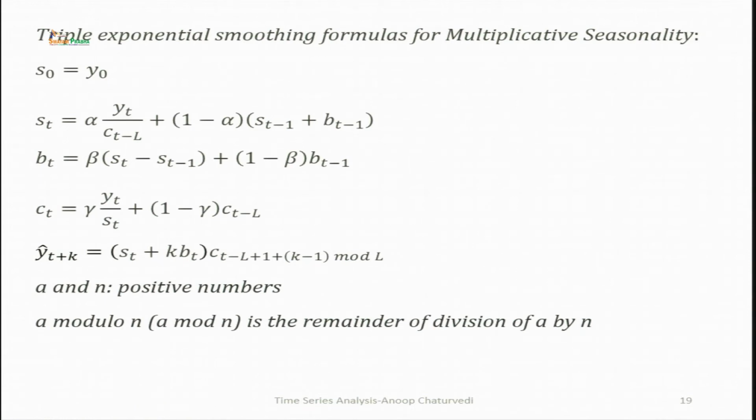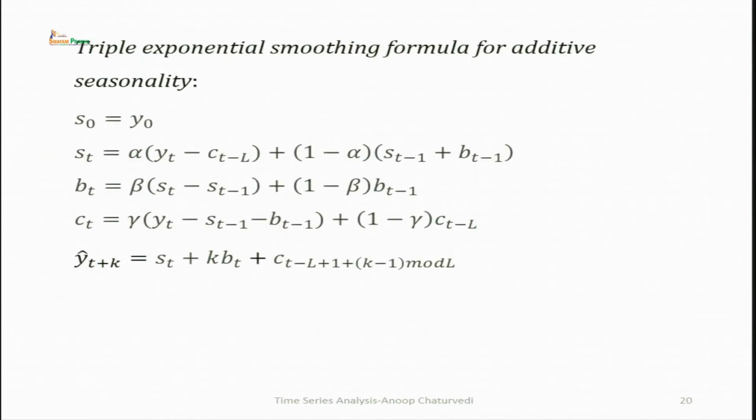A and n are positive numbers. So, this is the formula for triple exponential smoothing. You are updating the series, the trend component, the seasonal component, and then you are updating the forecast values. You are obtaining the forecast values.